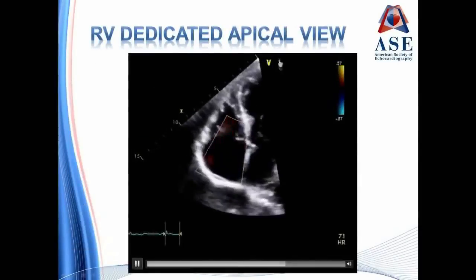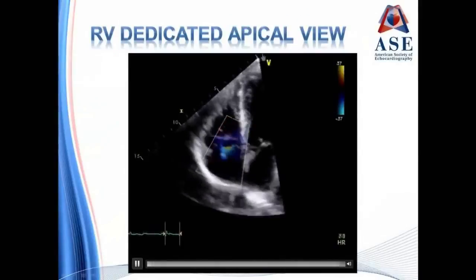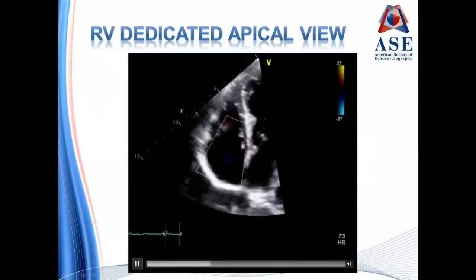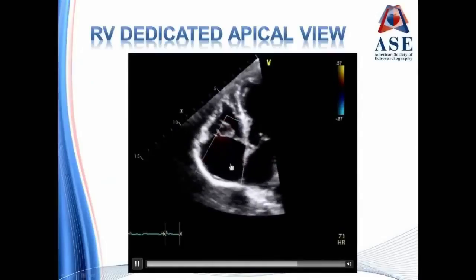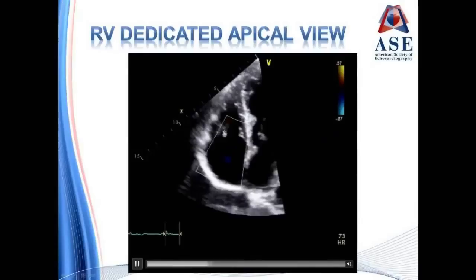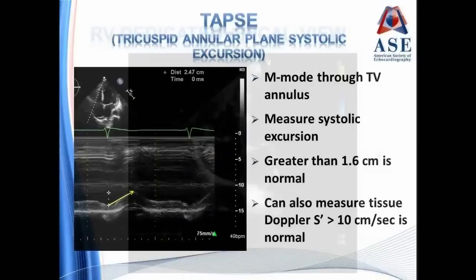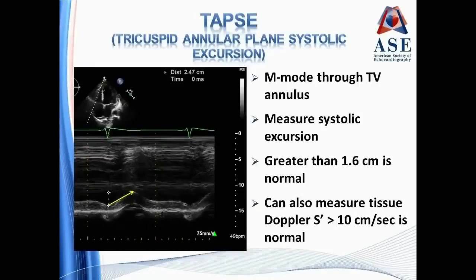If the transducer is moved medially from the regular 4-chamber view, you get a more RV-dedicated apical view. Again, nice alignment with tricuspid regurgitation to measure true velocity of the tricuspid valve. We also measure something called TAPSE, or tricuspid annular plane systolic excursion. The M-mode cursor is put through the tricuspid valve annulus, and we see that in systole, the annulus moves apically and then moves away from the transducer in diastole.